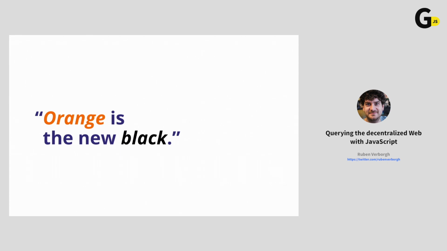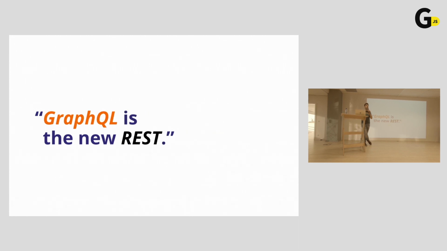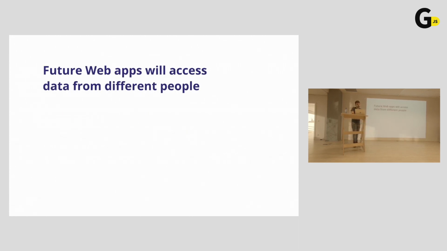Orange is the new black, blockchain is the new JavaScript, and GraphQL is the new REST. What do those three statements have in common? They're all complete fiction, obviously. So I'll talk about the future web today.